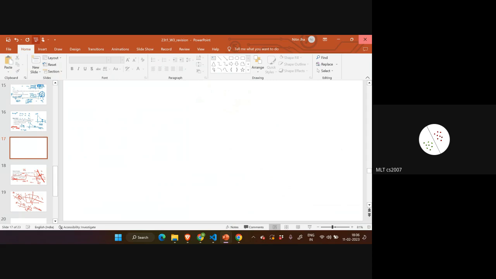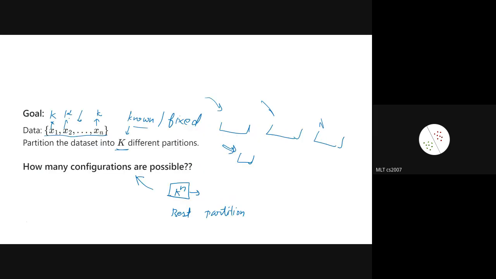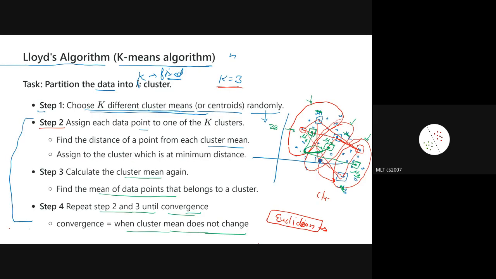Okay, so yesterday we have seen the k-means algorithm. We started with what is clustering, then what we mean by partitioning the data set, and we are following the same notation: we have n data points and we want to partition them into k different groups or k different partitions. And then we have seen a better algorithm which is called the Lloyd algorithm, or popularly known as the k-means algorithm. It's a pretty simple algorithm.